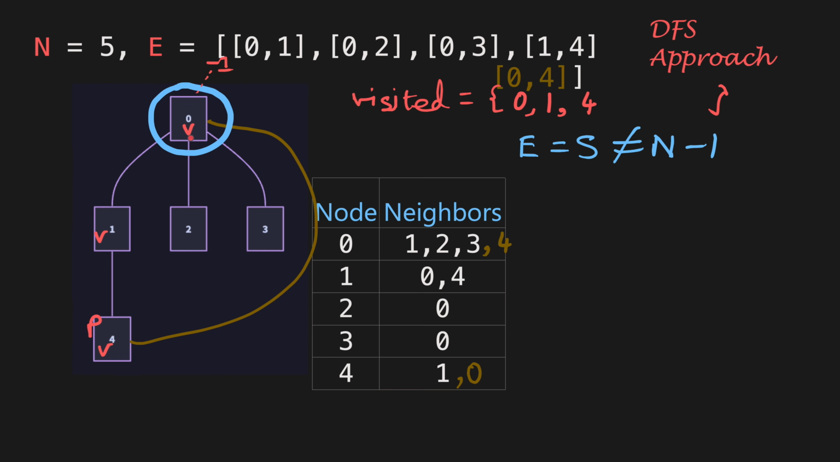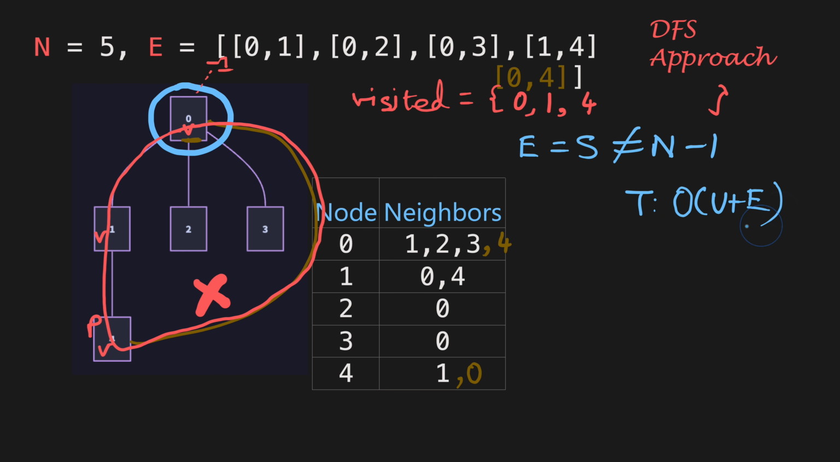But wait, node 0 is already in the visited set and it's not the parent, so we have detected a cycle and hence we return false. Since depth first search returned false, we know the graph is not a tree. The time complexity of this approach is O of V plus E.